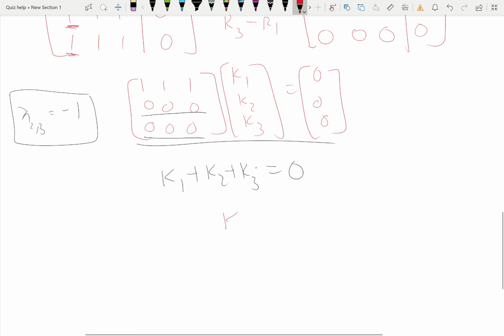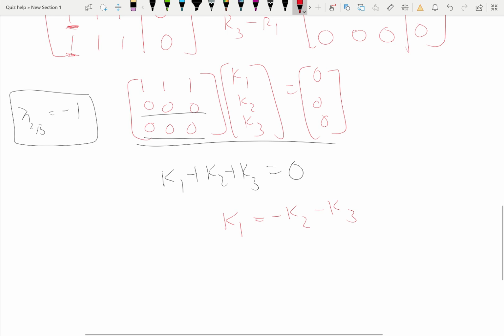Learn it. K1 is actually negative K2 minus K3. Now here's the difference. Can you assume a value for K2, K3 for example? Pick a choice. Make a choice for K3 and can you get K2?